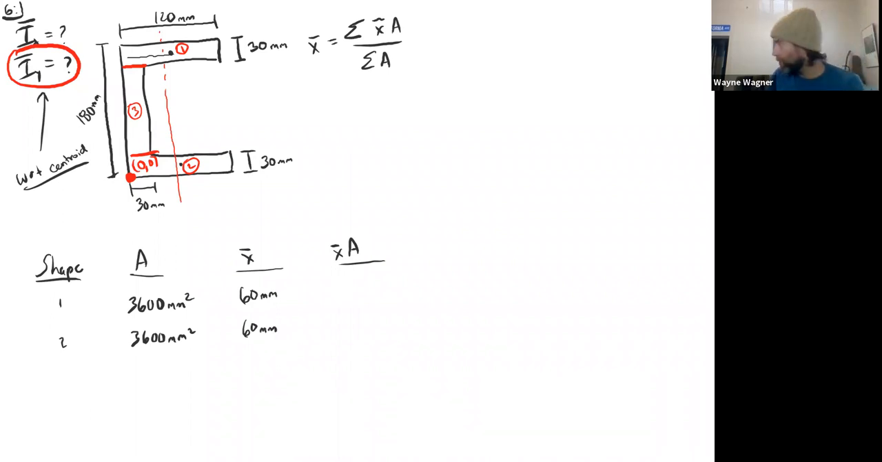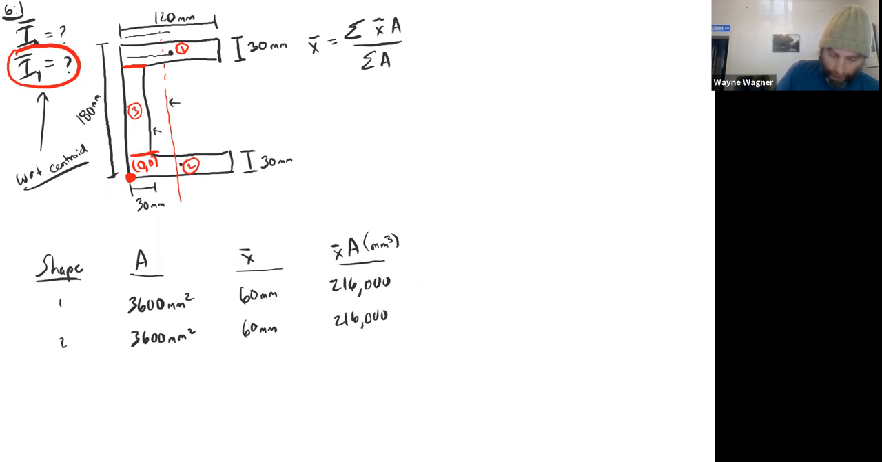By the way, our expectation should be that we're not at 60 right there. Our centroid should be back this way from 60 a little bit because we've got all this area over here. So my expectation is that x bar is going to be about 50. I don't really know what the answer is, but that's just my expectation. Okay, so for x bar A, we multiply: 60 times 3,600 equals 216,000 millimeters to the third. Actually, I'm just going to put millimeters to the third up here. I don't want to have to write that.